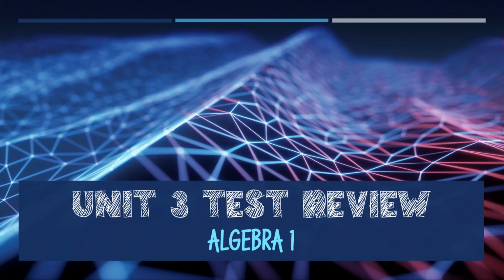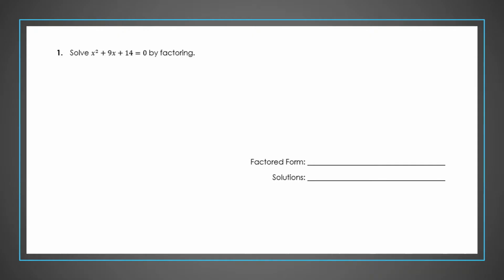Let's take a look at the Unit 3 test review and work through each problem. Number 1, it says solve x squared plus 9x plus 14 equals 0 by factoring.